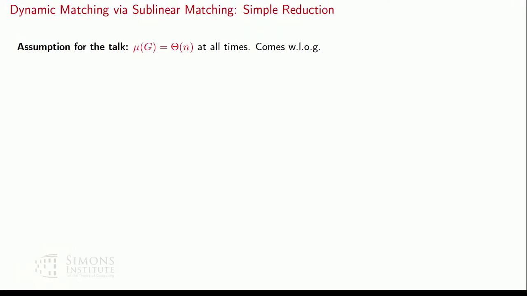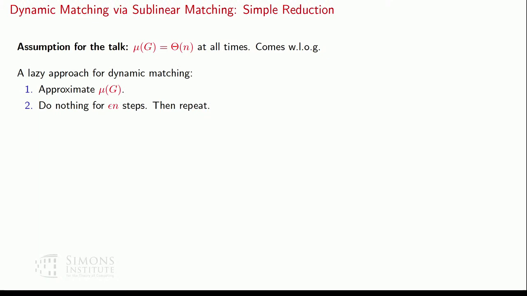First of all, I'm going to assume throughout the talk that the size of the maximum matching at all times is linear in the number of vertices. This assumption comes without loss of generality. I won't tell you how, but it comes without loss of generality, paying just polylog factors in the update time. So once you have this, you can maintain the size of the matching with the lazy approach.